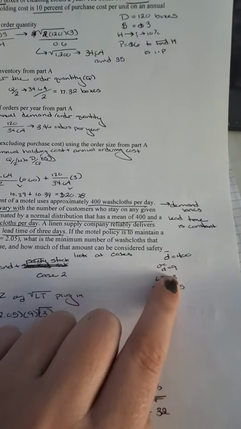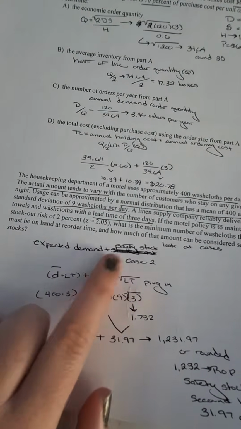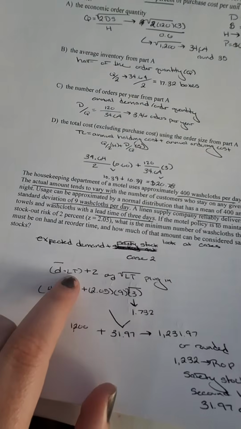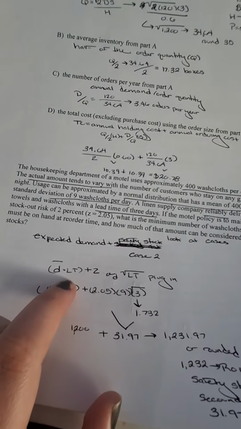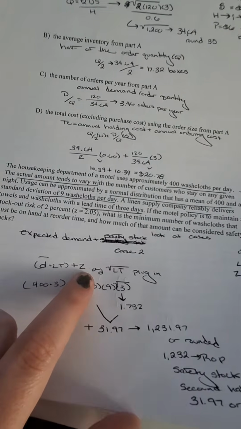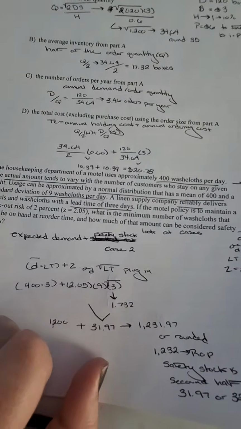Our standard deviation is 9. Our lead time is 3, and our z-score is 2.05. So now we've found our cases. It's case 2, and this is what case 2 happens to be: the mean of D times lead time plus Z times standard deviation times the square root of LT, and we just need to plug things in.